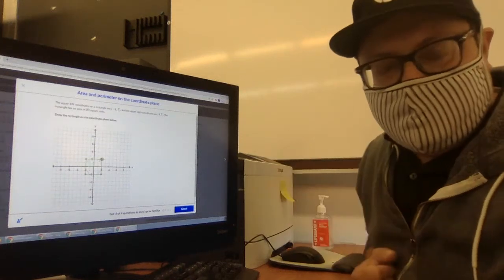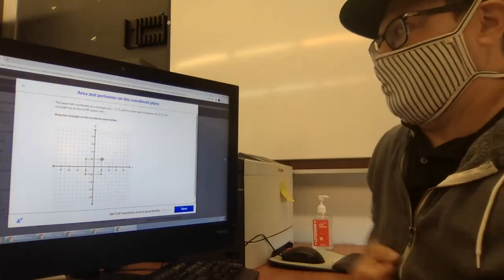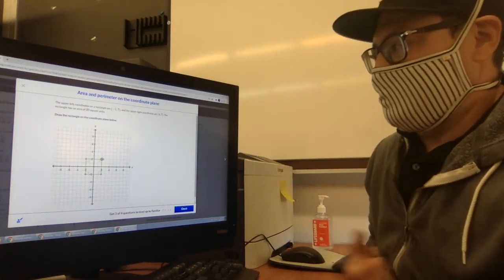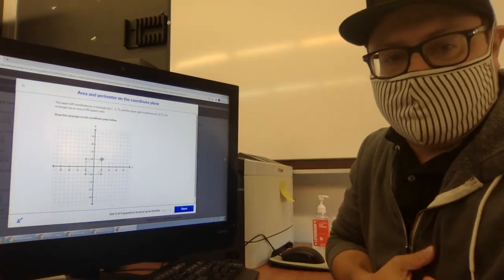Guys, it's me again, here to teach you about area and perimeter on a coordinate plane. Now you guys see we're given a coordinate plane with a bunch of points.